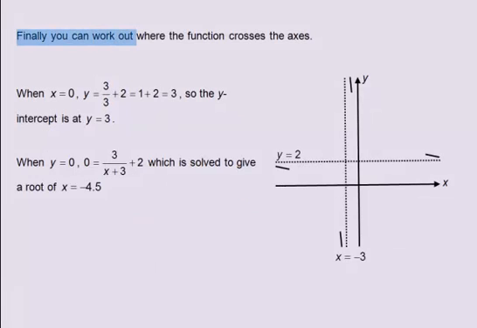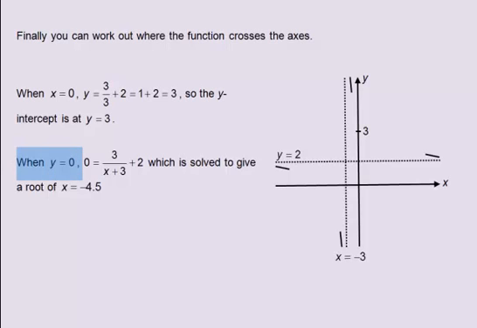Finally, you can work out where the function crosses the axes. When x equals 0, y equals 3 over 3 plus 2, which equals 1 plus 2, which equals 3. So the y-intercept is at y equals 3. Mark this on your sketch.